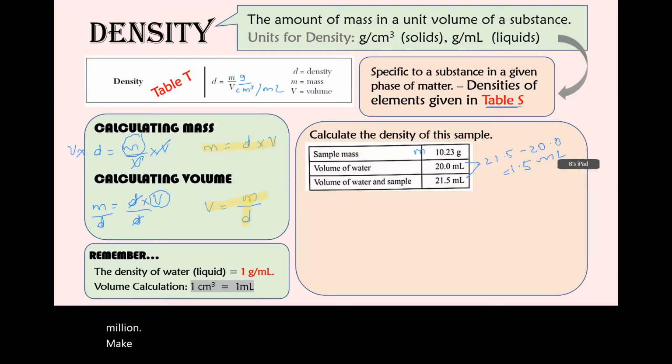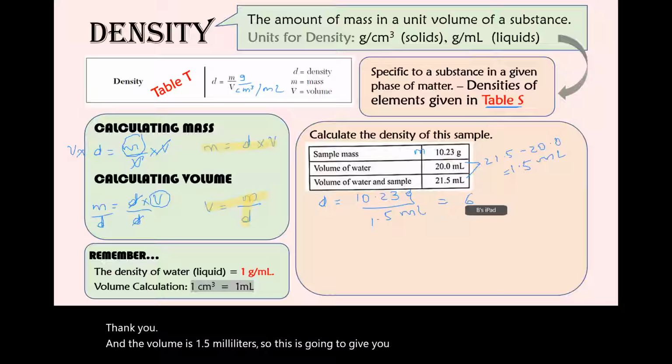Make sure that you do not get rid of the 0.0 after the 20, because we have to take care of the sig figs for any density questions, and we'll talk about why in a little bit. Then you can just go ahead and plug these numbers into the calculation for density. So the mass is 10.23 grams, and the volume is 1.5 milliliters. So this is going to give you about 6.82 grams per milliliter.